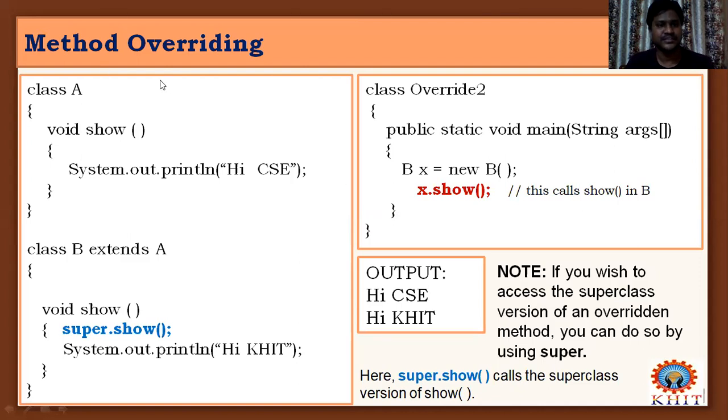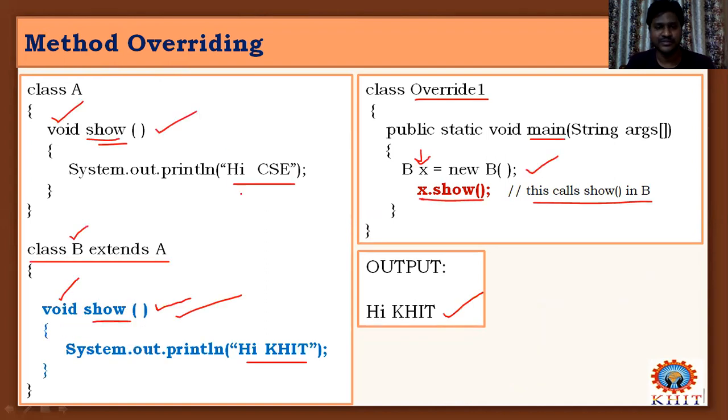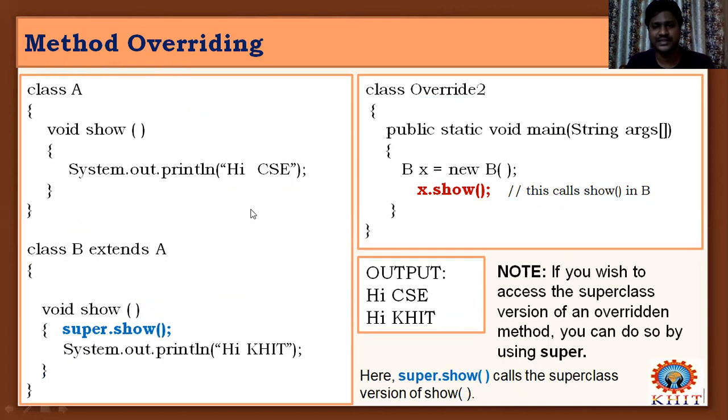Next example of this method overriding. The problem in the previous program is that the superclass method is hidden by the subclass method show. So how do we overcome this? Coming to the second example program, the superclass has a show method displaying Hi CSC, and subclass B extends the properties of A and has a show method displaying Hi KHIT.